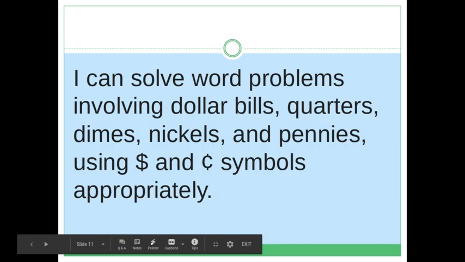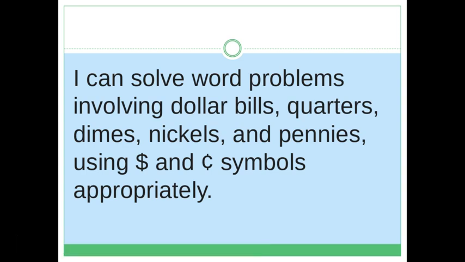Today, you will practice solving word problems involving dollar bills, quarters, dimes, nickels, and pennies using the dollar and cent symbol. You all are going to be doing a little bit of practice today with word problems, and you'll have probably 2 or 3 word problems that you're going to have to solve and practice with, and then you'll get to work more with those tomorrow.